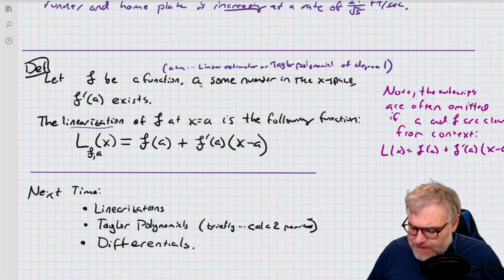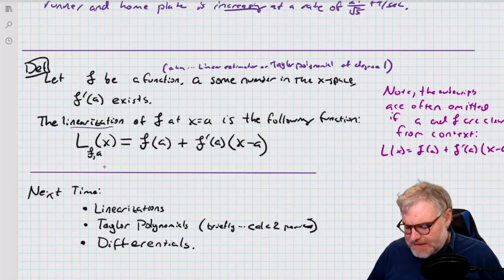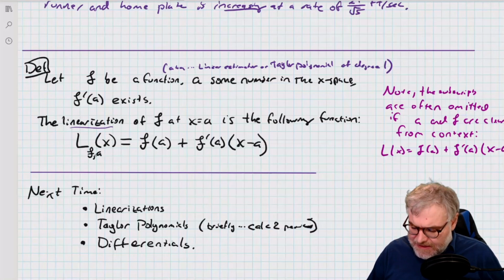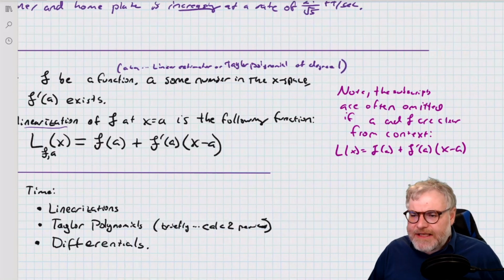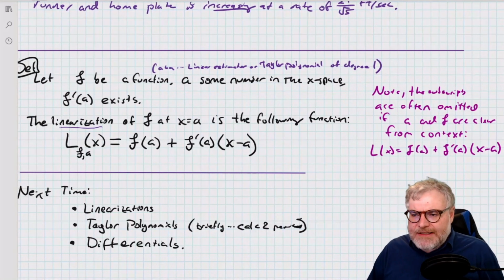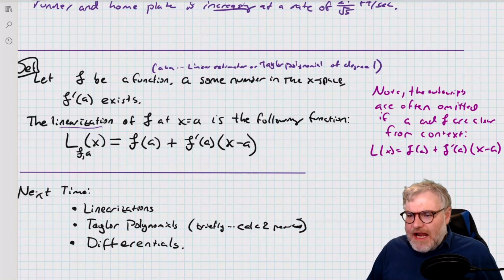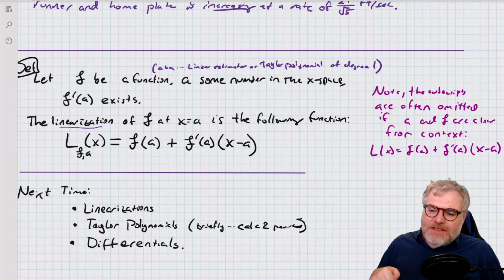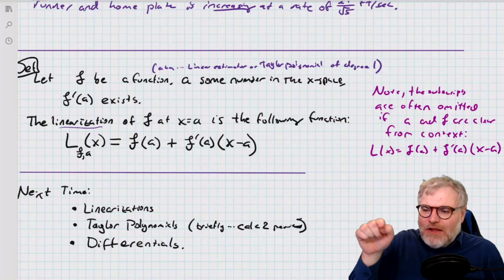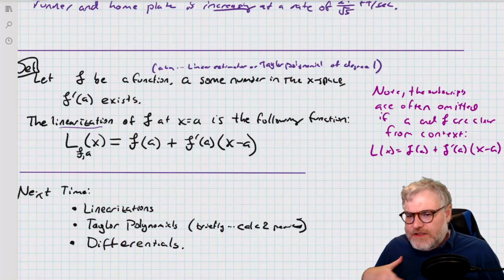Let f be a function, let a be some number in the x space, and let f prime of a exist. The linearization of f at x equals a is the following function: L sub f,a of x equals f of a plus f prime of a times x minus a. The subscripts are often omitted, and you'll often see one of them omitted, like when I've been doing the linearizations on Desmos. You can go back to previous lectures and see this. You'll see me write L sub a, but I knew what the f was, so I didn't write the f subscript.